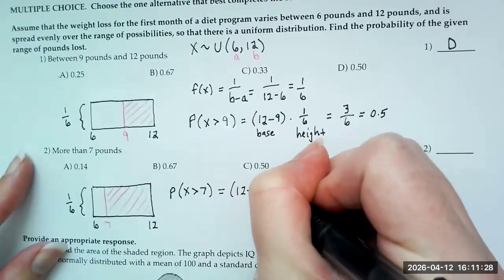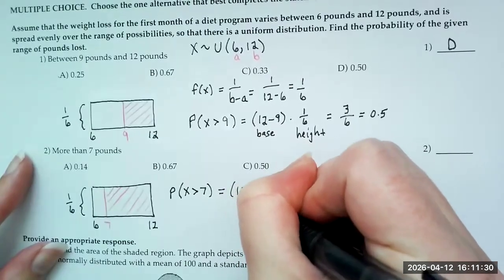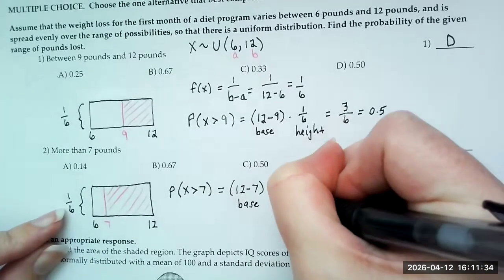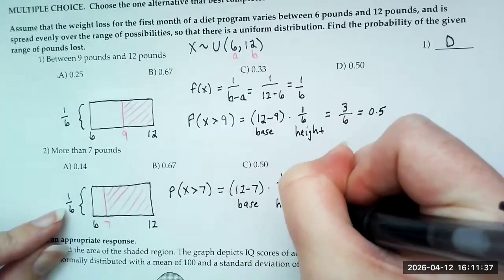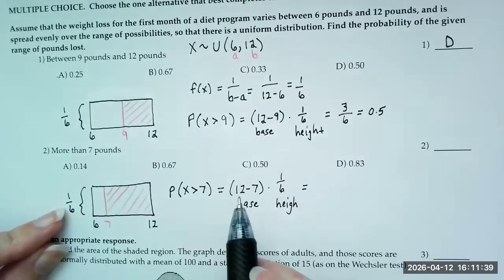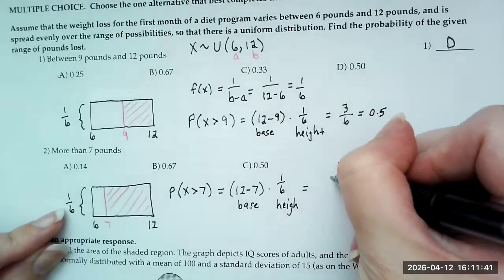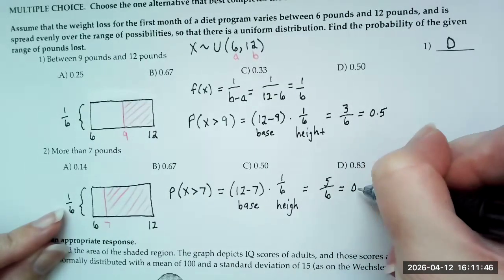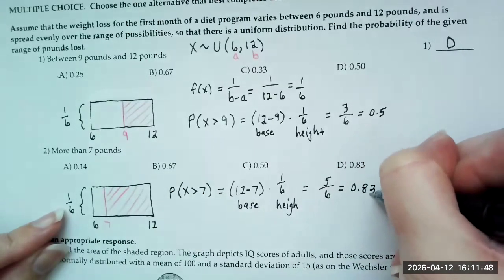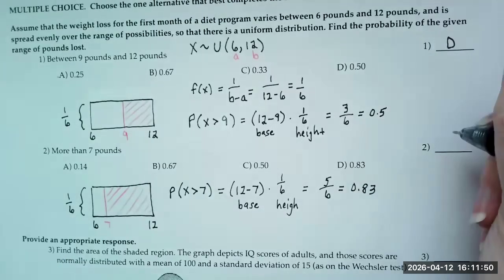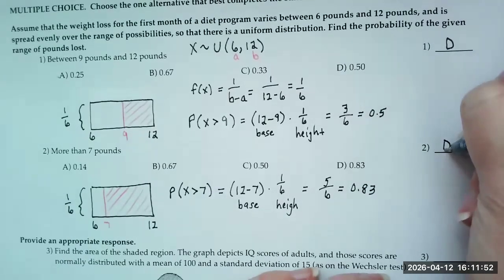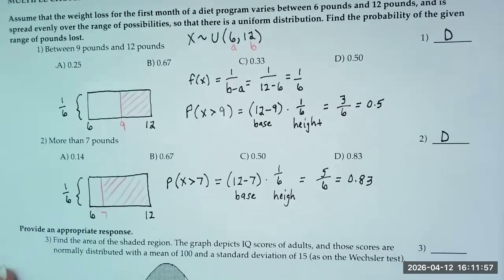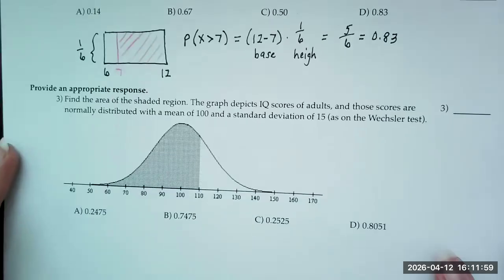There we go. So this one, probability x is greater than 7, is going to be the 12 minus the 7 for the base. And the height remains the same, 1/6. So 12 minus 7 is going to be 5, and 5 times 1/6 is 5/6. If we put that into our calculator, we get about 0.83, which is going to be answer choice D. Okay, so those were our uniform distribution problems for the test.